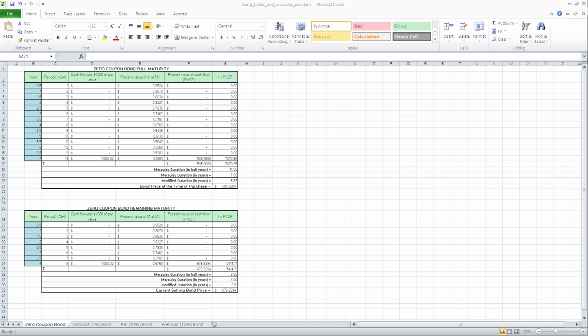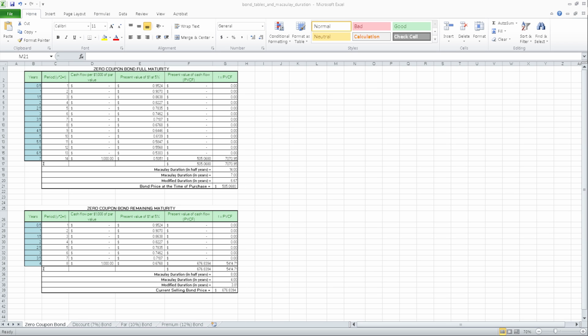And then once you have those tables constructed, if you use it for schoolwork or if you actually invest and use bonds, all you have to do is type in the information and it should do the calculations automatically for you. So let's get started with the zero coupon bond.